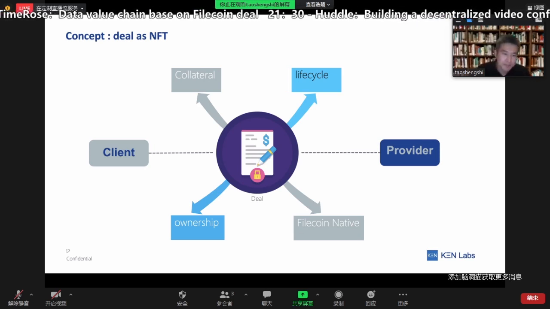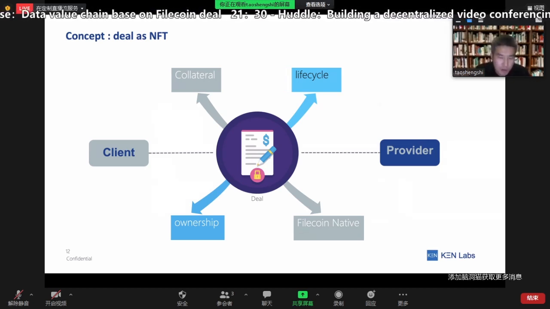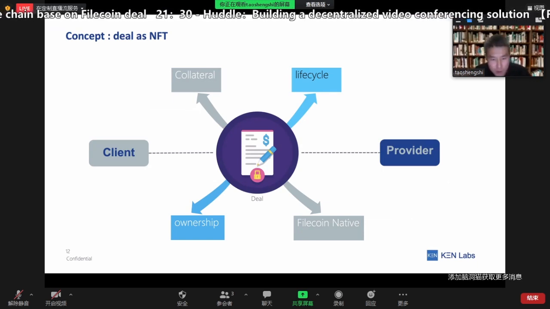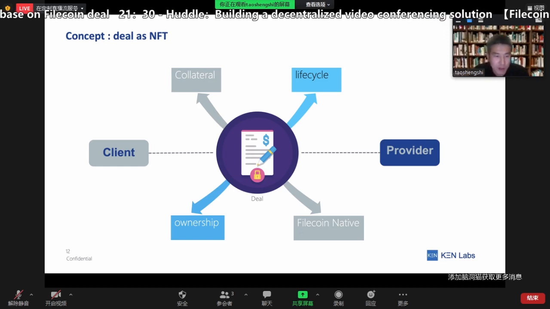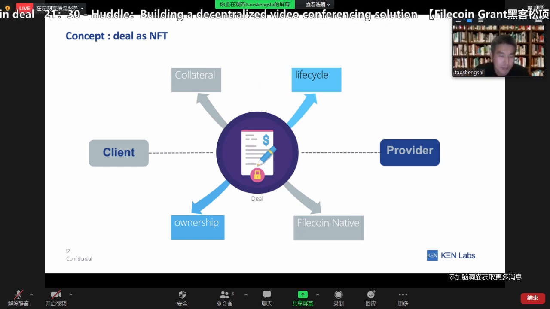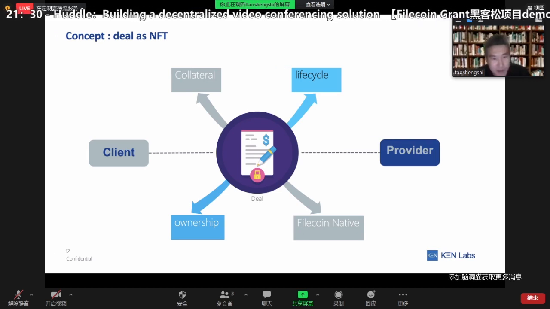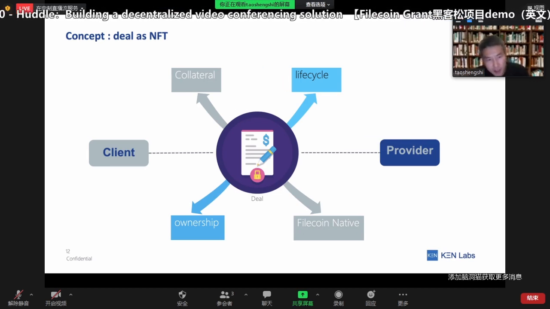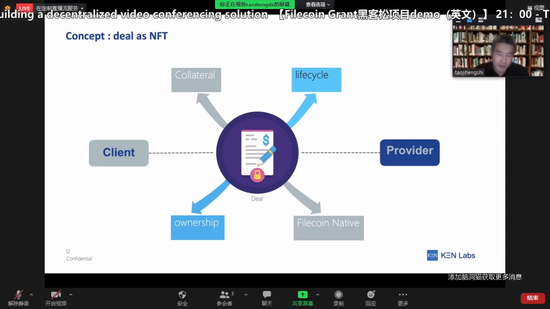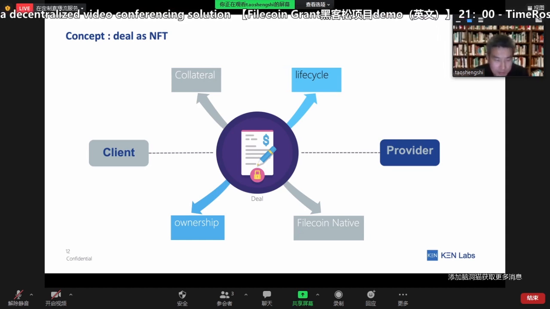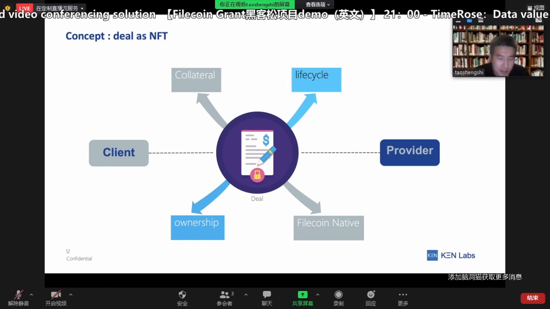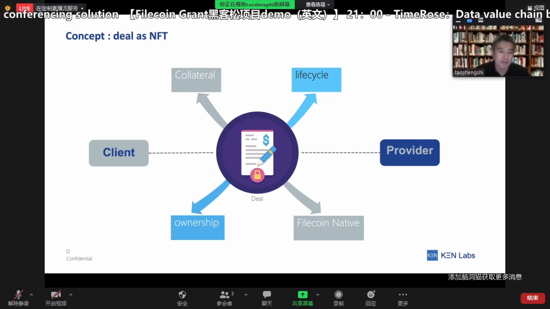That is, you can think of the deal as able to do ownership transfer. If we can transfer the ownership of deals, then we can have the NFT. The benefit of the deal as NFT is that we can lock the collateral, the life cycle, the ownership and the Filecoin-native storage in the deals. So that is the basic idea of the deal as NFT.